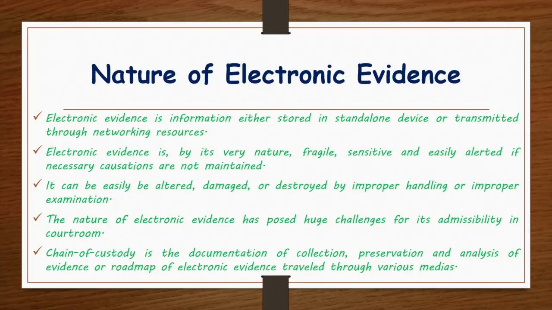Now comes the point of chain of custody. Chain of custody is nothing but documentation of how the evidence is collected, preserved, and analyzed, and it is actually a roadmap. A chain of custody is a roadmap of electronic evidence which is traveling through various media and ultimately coming to the court of law.